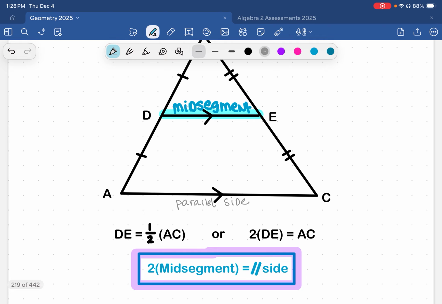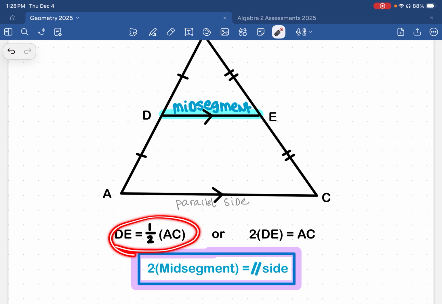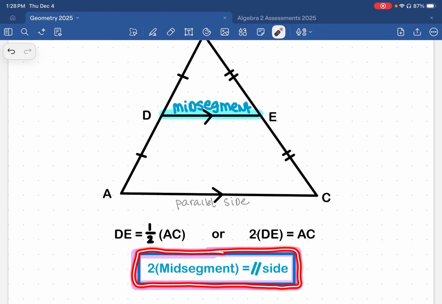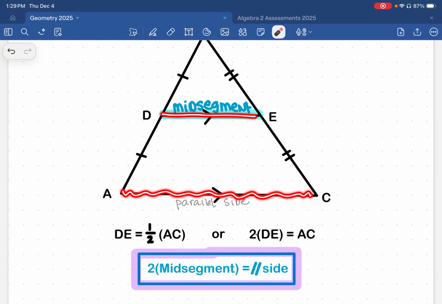So what the theorem is saying is that the length of DE is half of AC. So I could find the length of DE by multiplying the length of AC by 1/2. Or if I solve this problem algebraically, I come up with a new equation, which means 2 times DE is equal to AC. If I generalize this, I come up with the formula: 2 times the midsegment is equal to the parallel side.